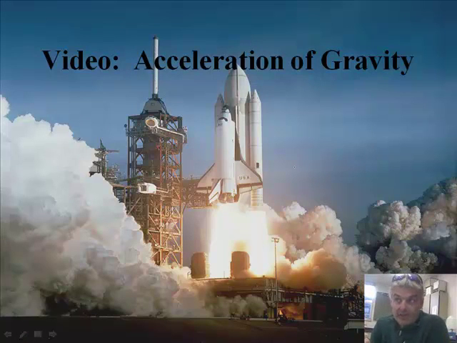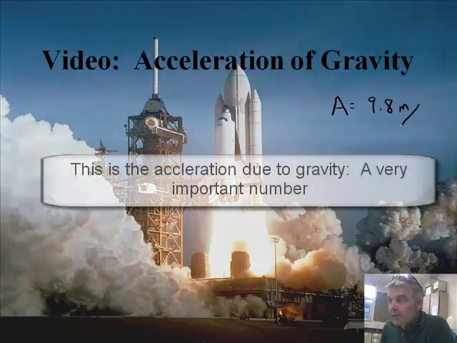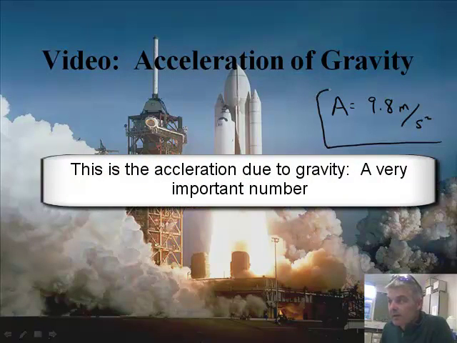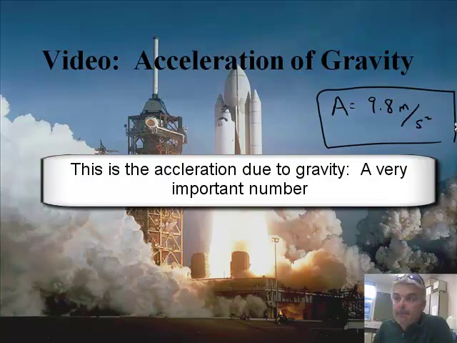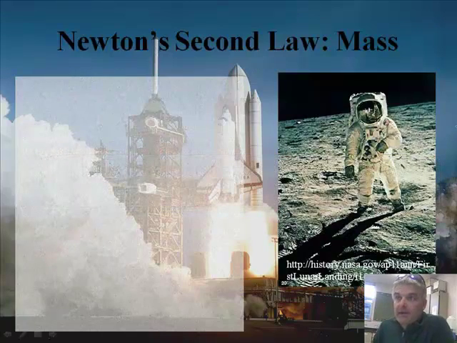There's a thing called the acceleration of gravity, and we can understand that. And it's constant all over a particular planet. And for our planet Earth, that number, the acceleration of gravity, or A, is 9.8 meters per second squared. All right? That would be very important to write down.